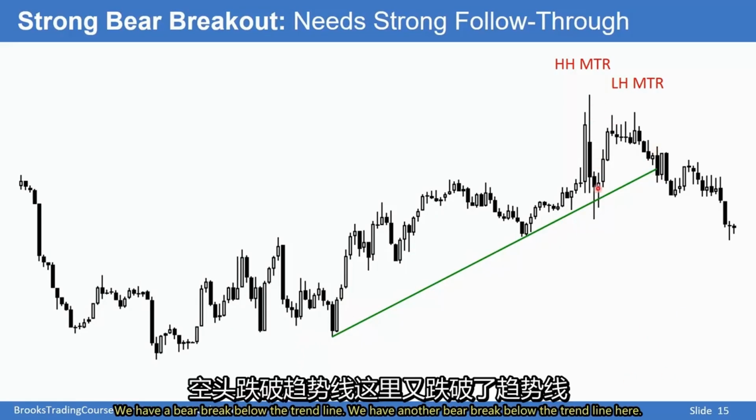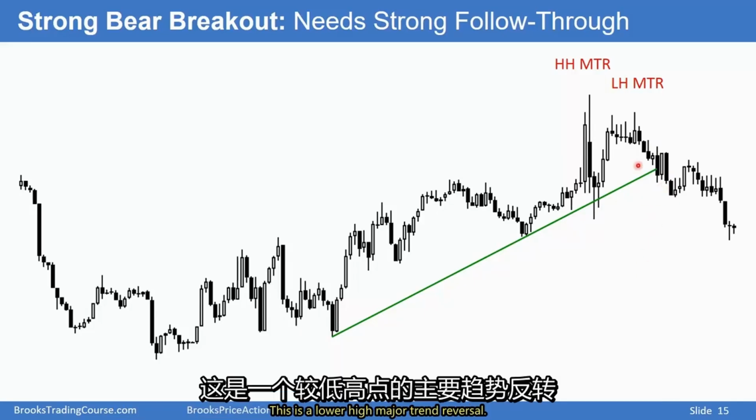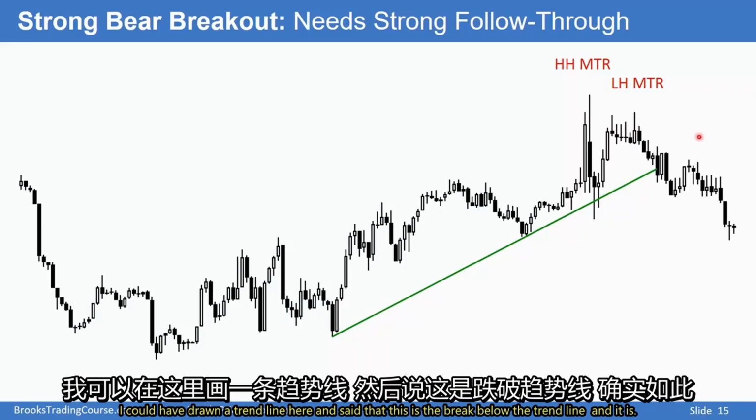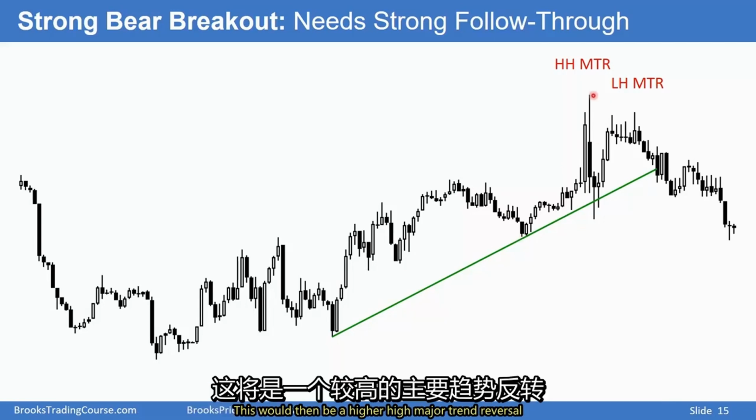We have a bear break below the trend line. We have another bear break below the trend line here. This is a lower high major trend reversal. I drew this trend line. I could have drawn a trend line here and said that this is the break below the trend line, and it is. This would then be a higher high major trend reversal and then a lower high major trend reversal.